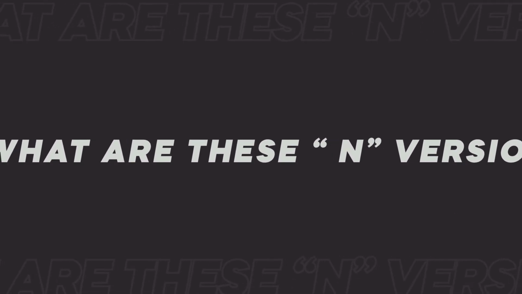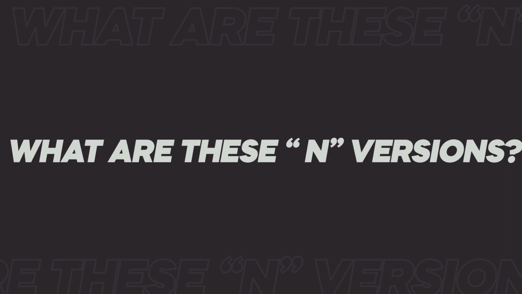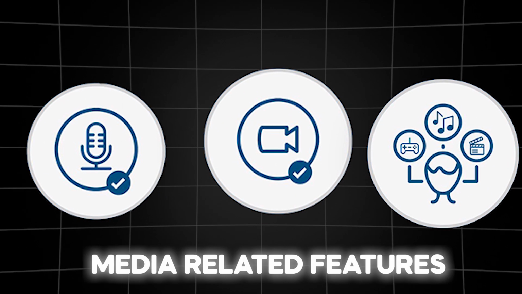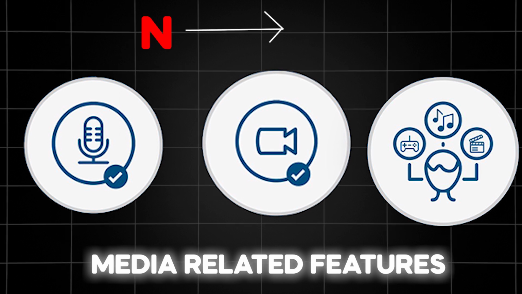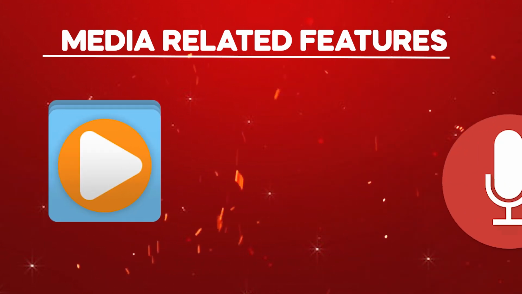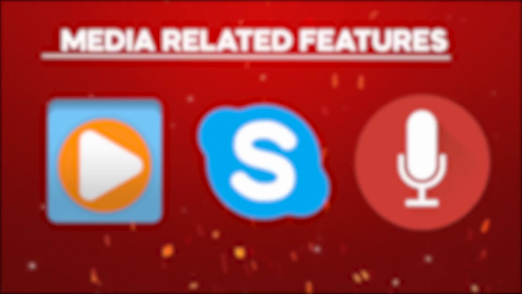So let's start. If I tell a little bit about what these Windows N versions are, I would tell you that these versions of Windows lack some media-related features, and so the N designates it. Media-related features include Windows Media Player, Voice Recorder, and Skype, along with many others.